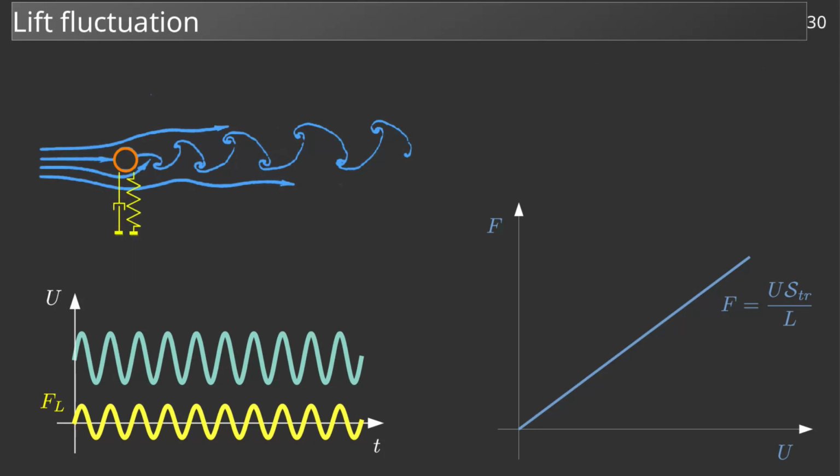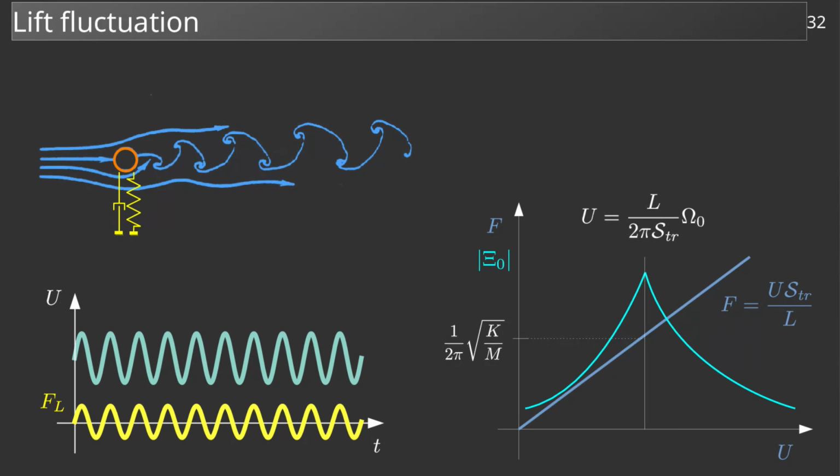Let us now consider that we are no longer dealing with a fixed cylinder, but with a structure, which we represent by an oscillator by adding stiffness and damping. An oscillator on which a harmonic force is exerted responds at the same frequency with an amplitude that can become very important at resonance, when the frequency of the forcing is equal to the natural frequency of the oscillator. That is, when the velocity is L times omega naught divided by 2 pi times the Strouhal number.